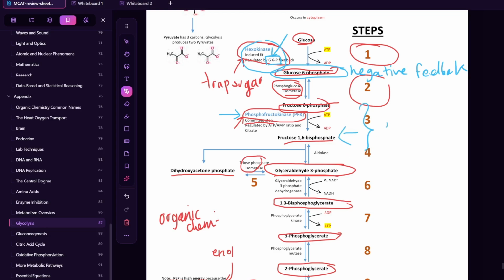If you don't understand the rate-limiting step, then you need to go back to review general chemistry on rate-limiting steps. But this means it's the slowest, basically. So it's activated by AMP. That's why it says regulated by ATP-AMP ratio. So it's activated by AMP and fructose 2,6-bisphosphate, which is here.